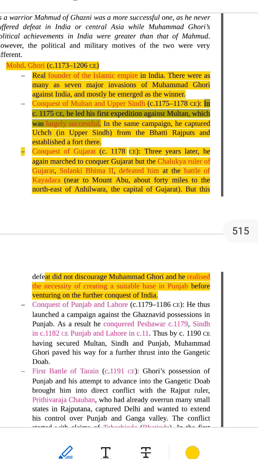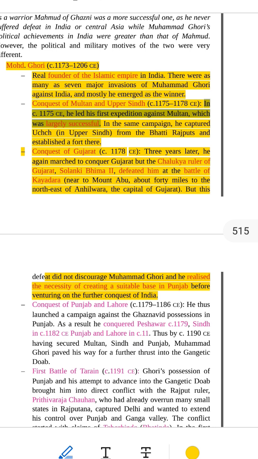3. Then he went to Upper Sindh and fought the Badi Rajputs, a Hindu warrior clan. 4. He won again and captured a town called Uch. 5. There, he built a fort to make sure he had control and could return anytime. Why is this important? These areas gave him a safe place close to India. It was like building a base camp before a big climb.